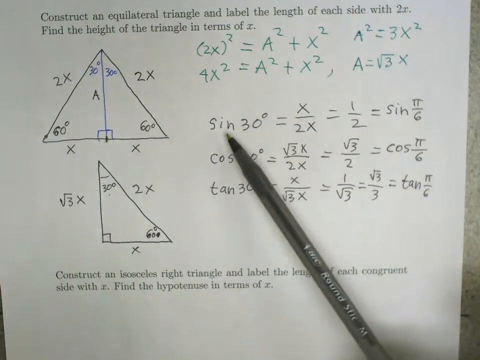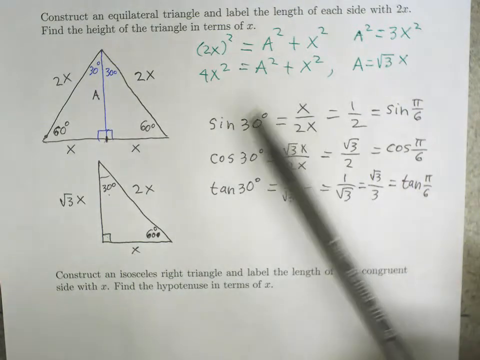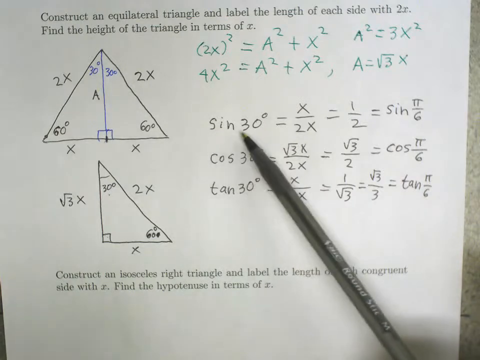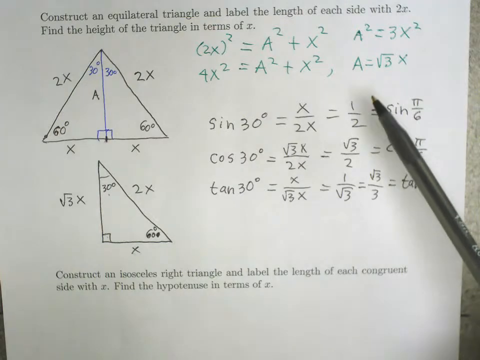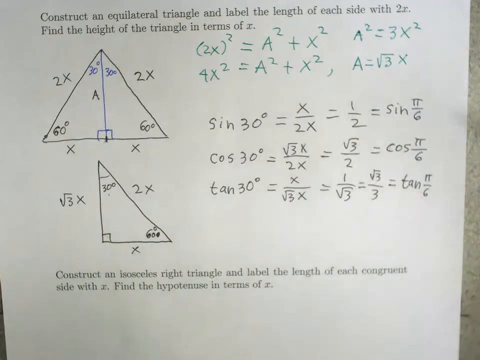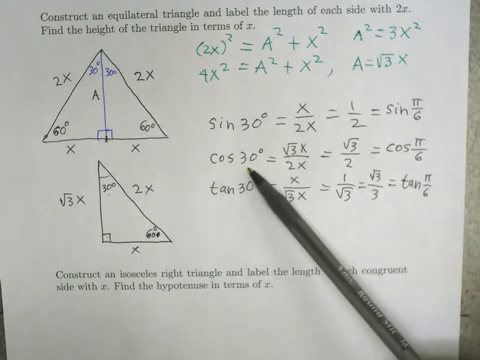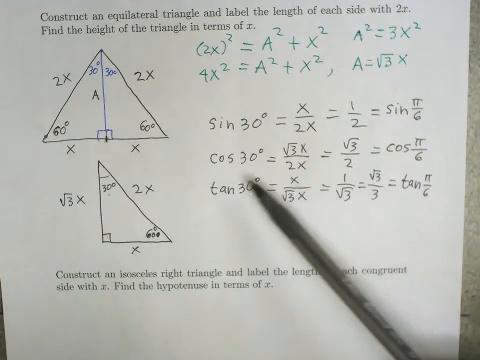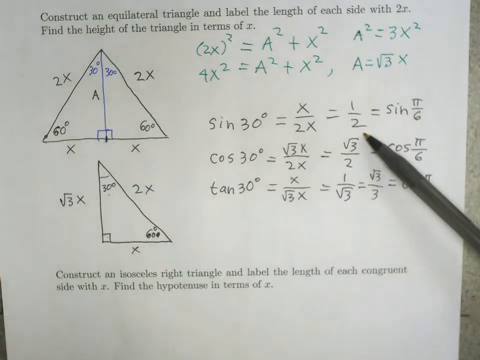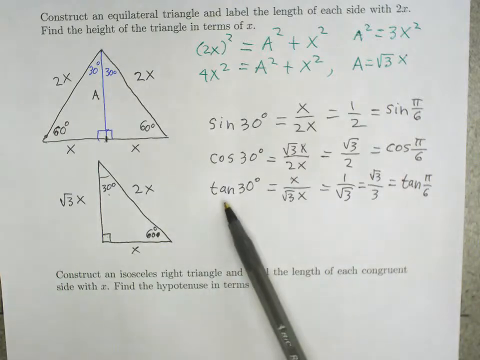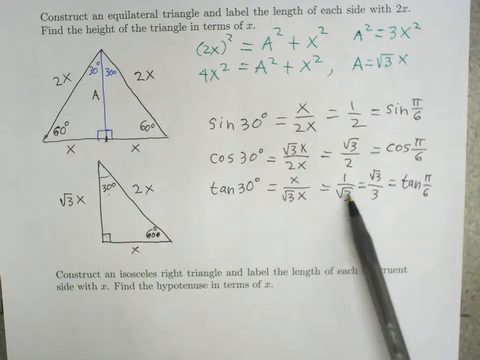For now, I will omit the reciprocal functions. I'll just mention the cosecant of 30 degrees, or the cosecant of pi over 6, is equal to 2, because that's the reciprocal of 1/2. Secant of 30 is the reciprocal of cosine of 30. So secant of 30 is 2 divided by the square root of 3. And then cotangent of 30 is the reciprocal of tangent of 30. So cotangent of 30 is the square root of 3.